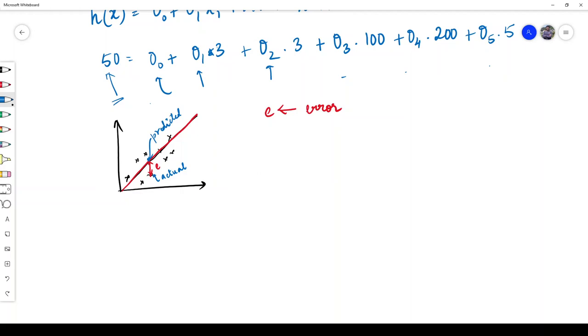Why wouldn't it be perpendicular? You're always taking deviation in terms of y, because you're predicting y. If you take it along x, you're calculating deviation error of x, and you're not predicting x. Because x is constant. Your x is your input. It's always fixed. The number of bedrooms aren't going to change. Anyway, so as you can see, basically what this corresponds to is your predicted minus actual.